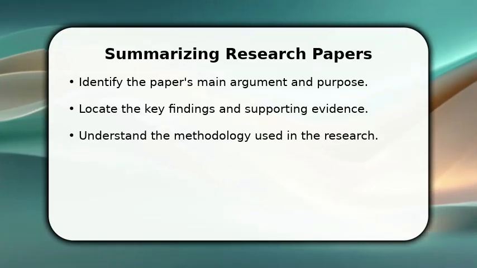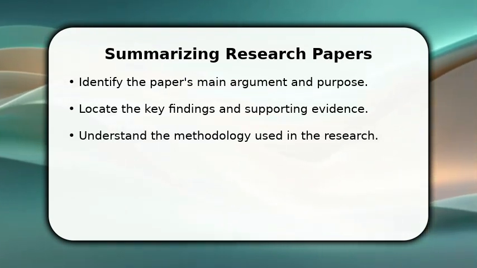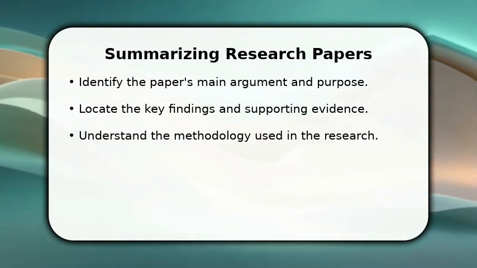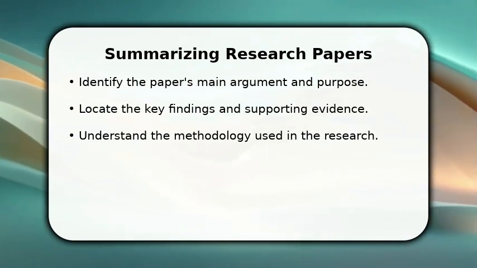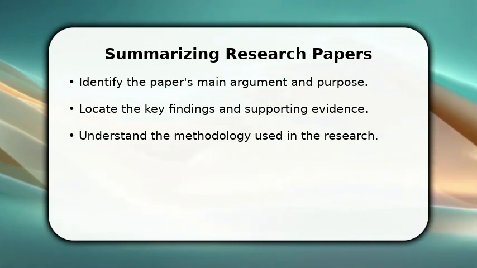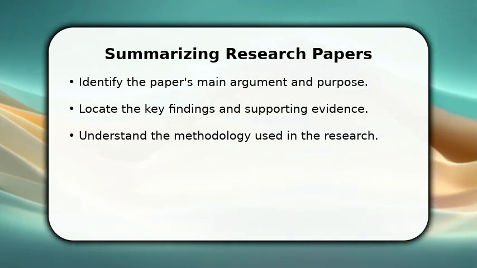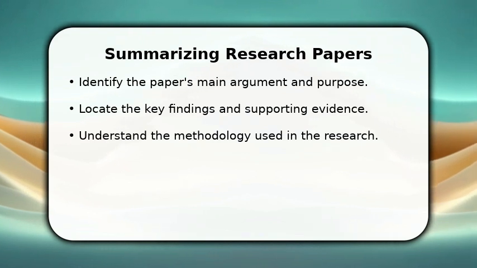In this video, I will explain how to make a summary of a research paper. First, begin by reading the abstract and introduction to grasp the core topic and the author's main argument. Next, skim through the discussion and conclusion sections to identify the primary findings and their implications. This initial overview helps you understand the paper's overall structure and its most critical contributions before diving into the details.